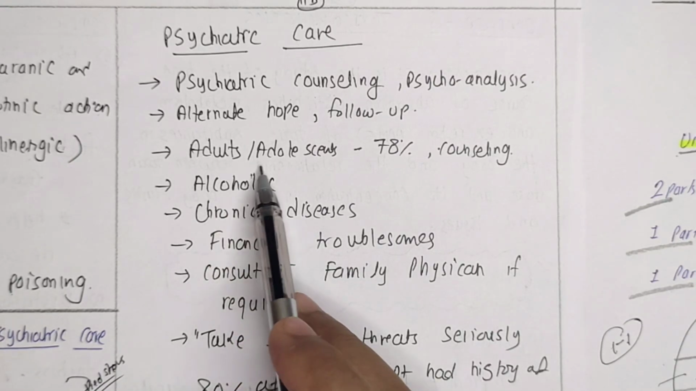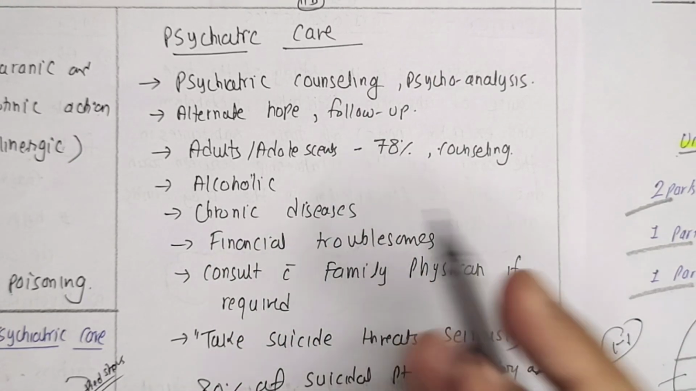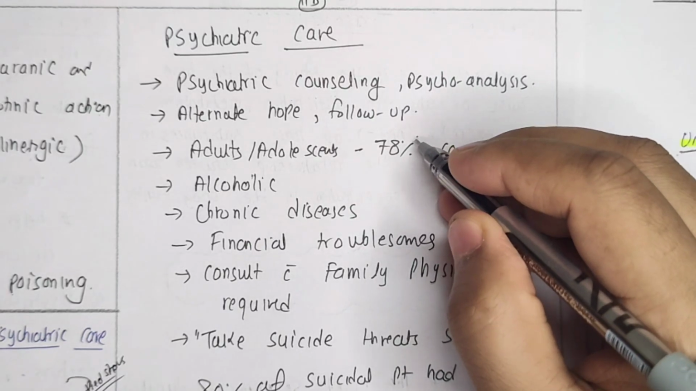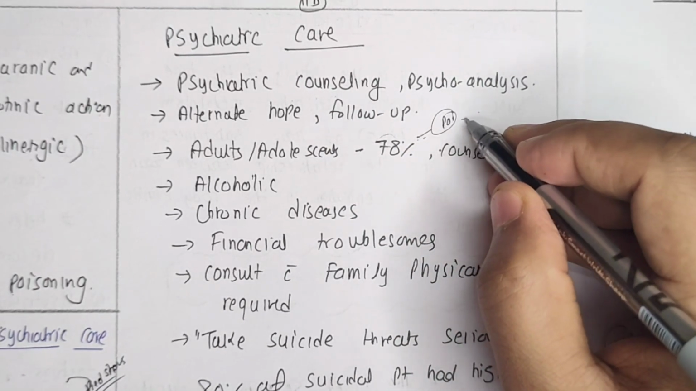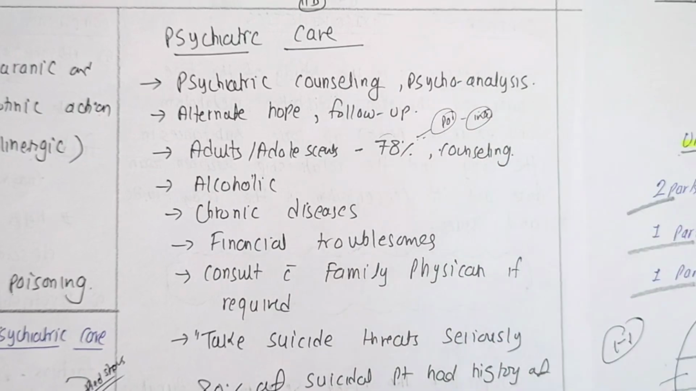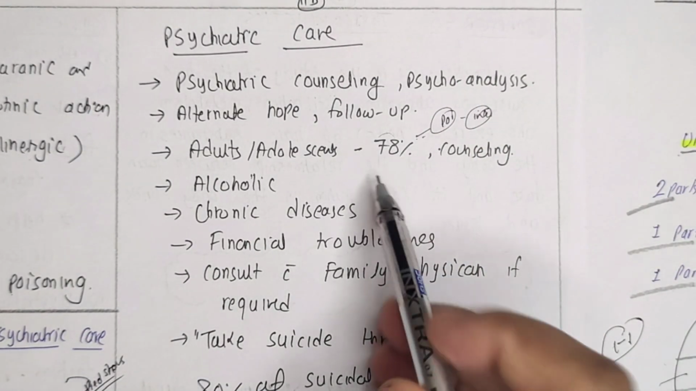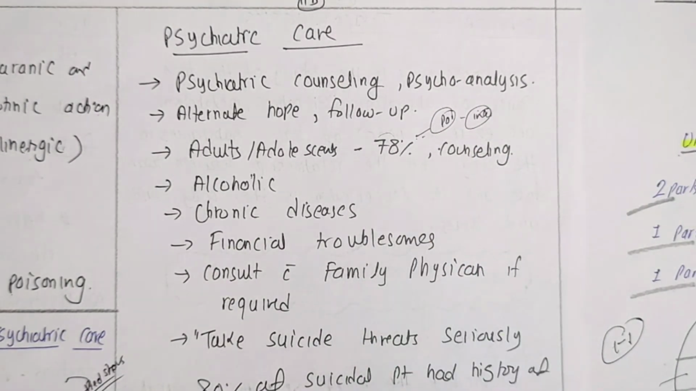Then you just see adults and adolescents, the 78% cases, this is quoted from the book only, 78% of poison cases were intentional cases. They want to have a poison. So this is a large population, this can be countered.